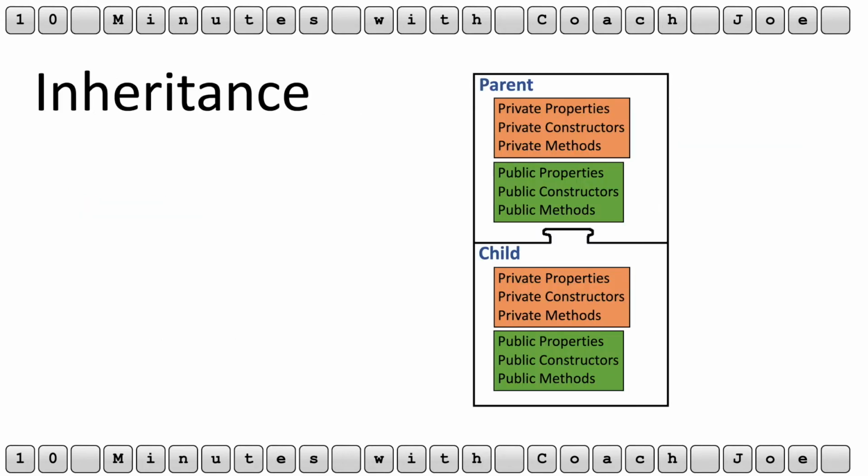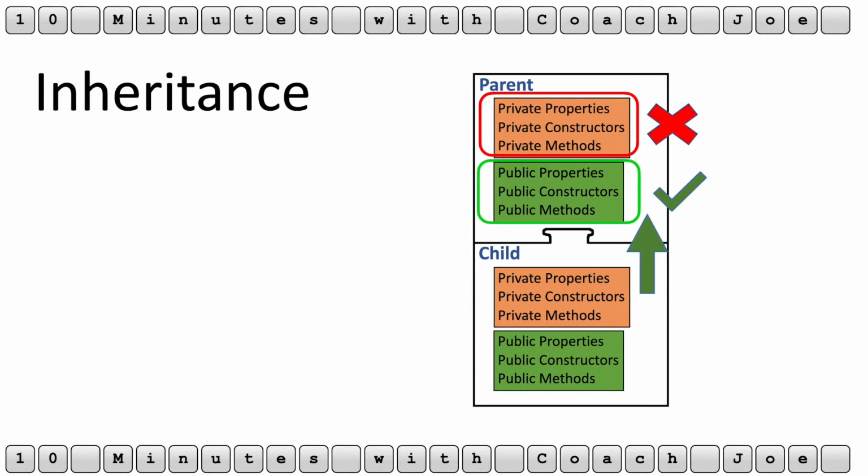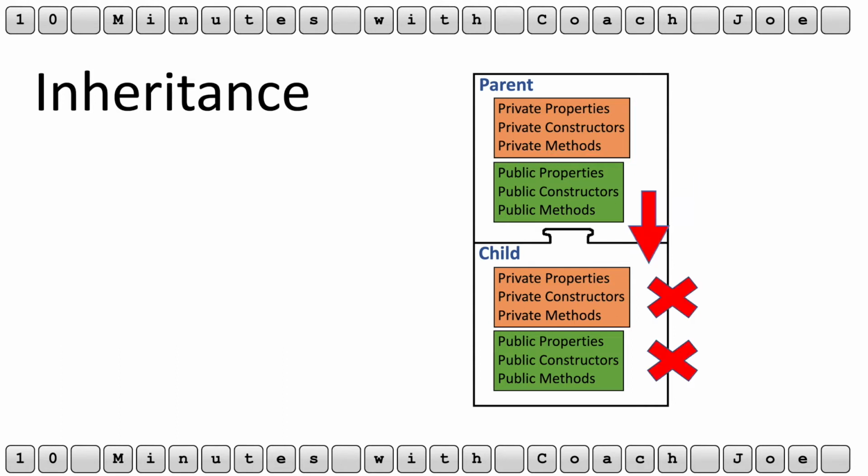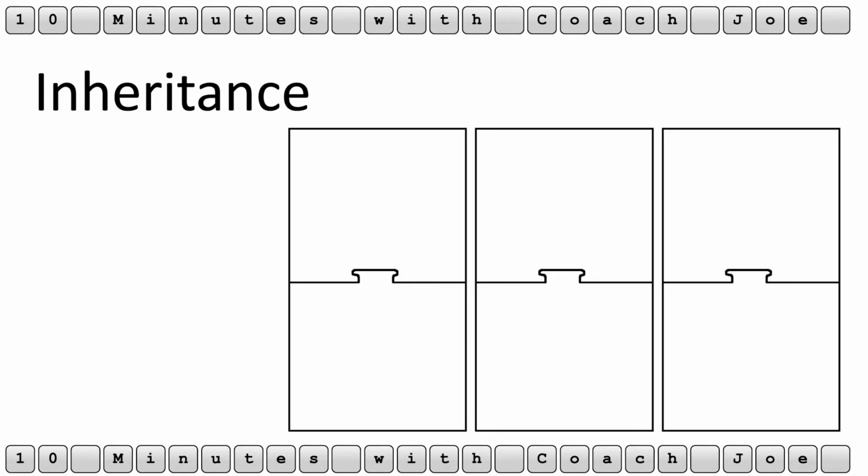Both classes should follow all the rules of encapsulation. The child class can access all the public constructors, properties, and methods of the parent class. The parent cannot access any constructor, property, or method of the child class. 3 different classes can be used to form a type of inheritance.